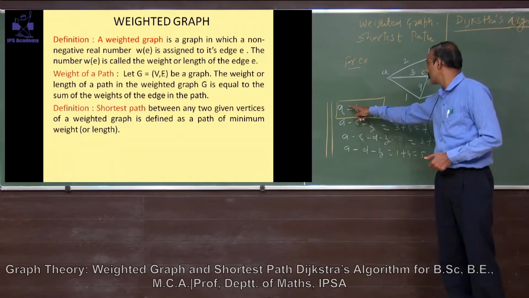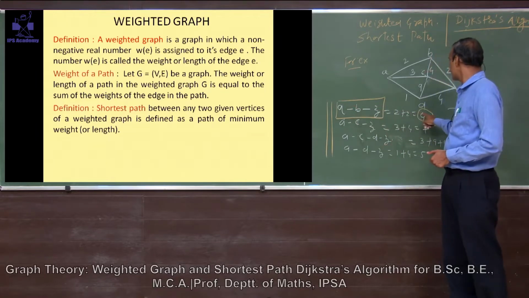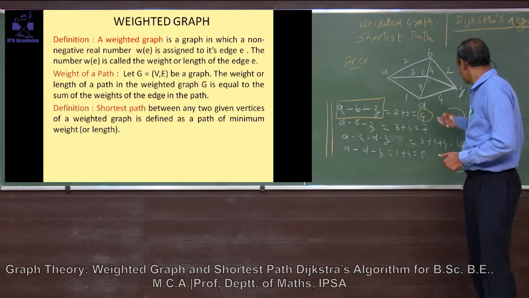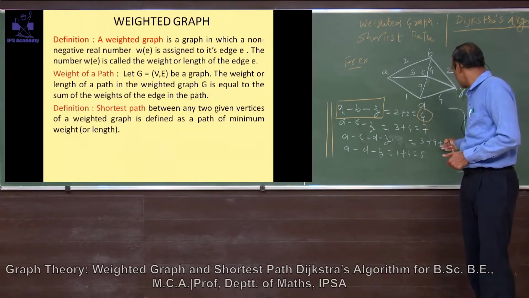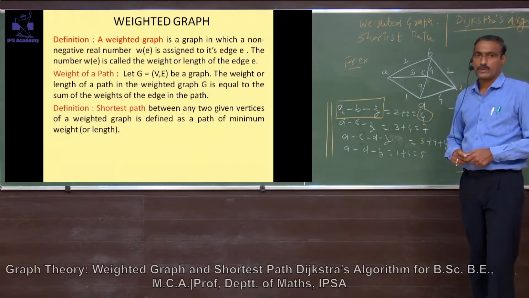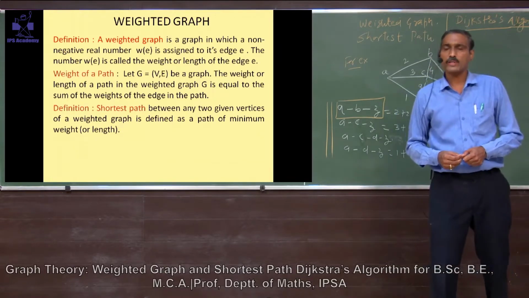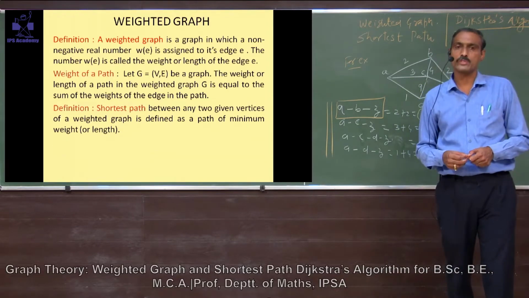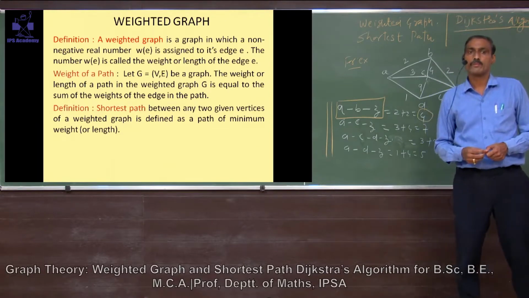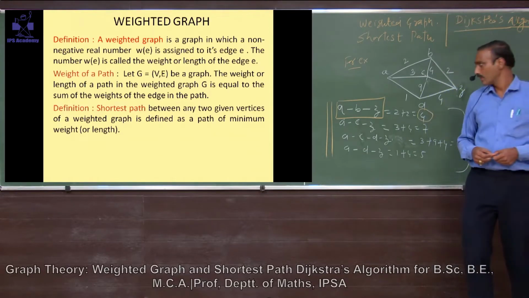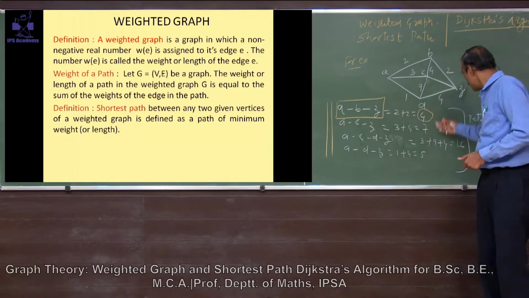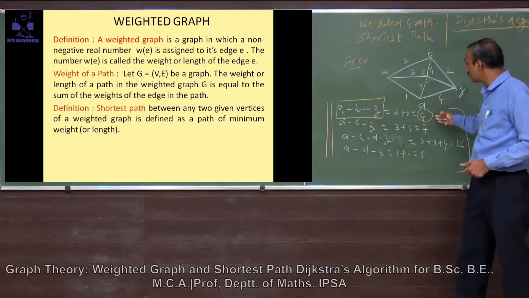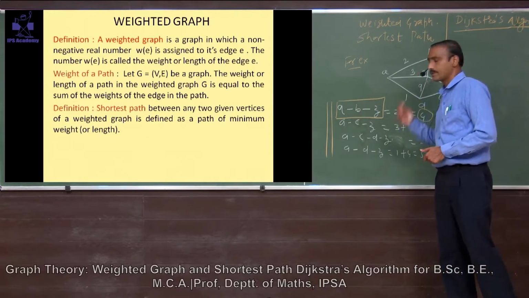How many edges are here? A to B and B to Z are edges, and their sum gives the length, the weight of the path. Similarly, the weight of this path is 7, this is 16, this is 5. Now what is the shortest path? The shortest path between any two given vertices of a weighted graph is defined as the path of minimum weight or minimum length. Just see which one is minimum among these paths. The 4 is the minimum among them, so the shortest path of this graph will be A to B to Z.